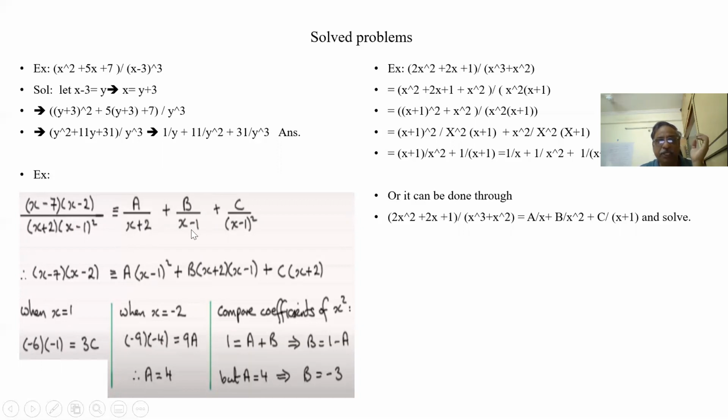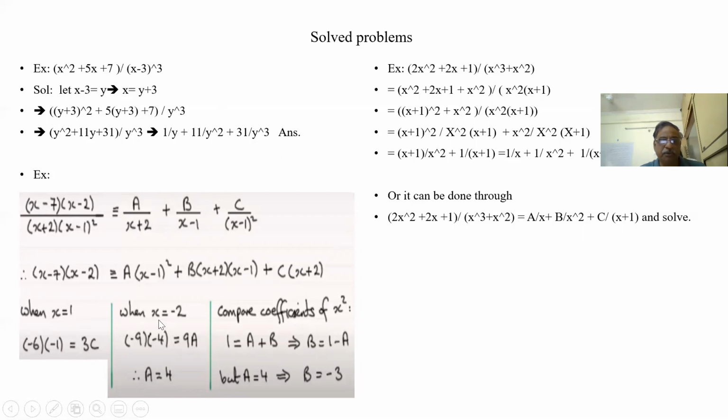If I put x minus 1 is equal to y, this becomes y plus 3. This whole becomes y plus 3, so that my work will not be simple. So I am going by the fundamental method. When I do LCM, a into x minus 1 whole square plus b into x minus 1 into x plus 2 plus c into x plus 2. If I substitute x is equal to 1, these two become 0. So 3c is equal to 1 minus 7 into 1 minus 2, so 6. So c is equal to 2.